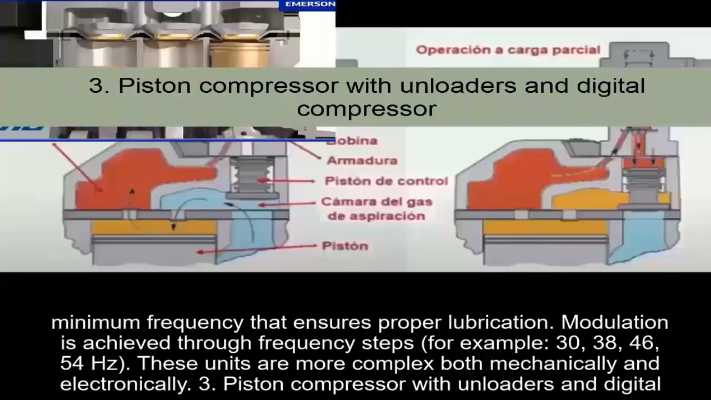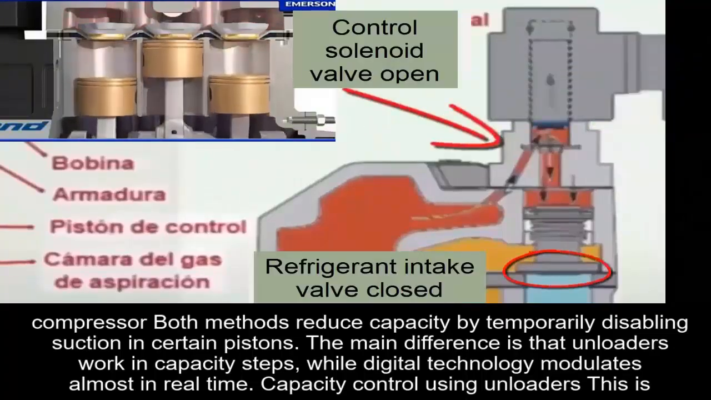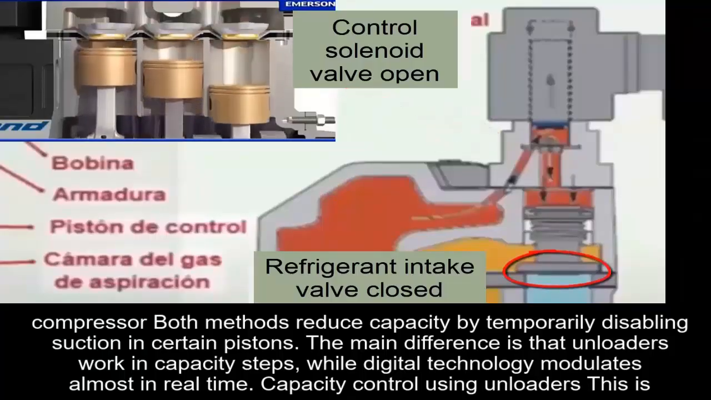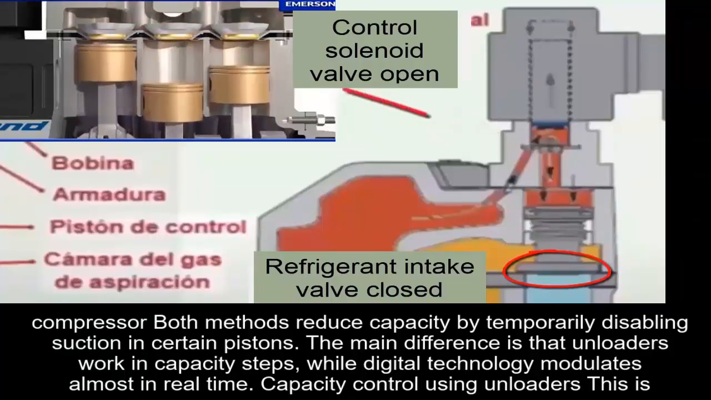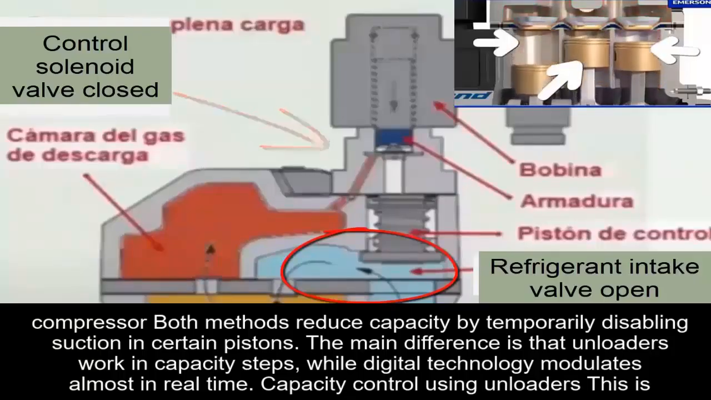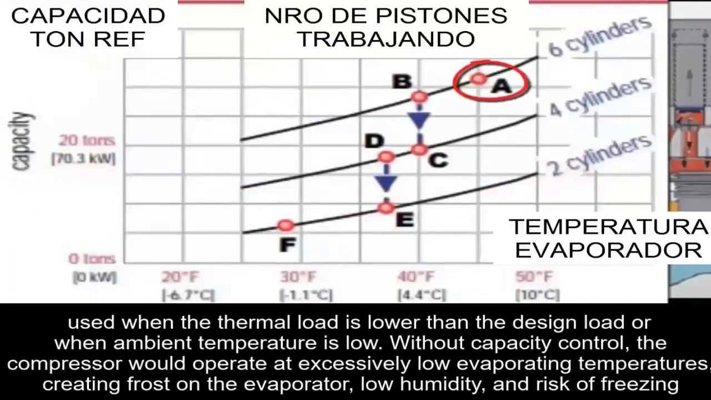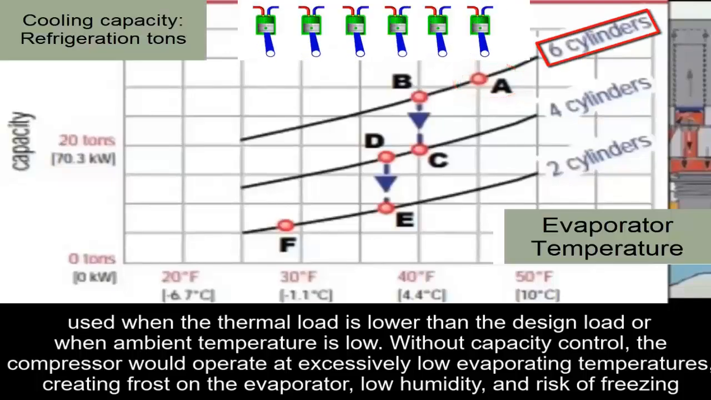3. Piston compressor with unloaders and digital compressor. Both methods reduce capacity by temporarily disabling suction in certain pistons. The main difference is that unloaders work in capacity steps, while digital technology modulates almost in real time. Capacity control using unloaders is used when the thermal load is lower than the design load or when ambient temperature is low. Without capacity control, the compressor would operate at excessively low evaporating temperatures, creating frost on the evaporator, low humidity, and risk of freezing the external fluid.